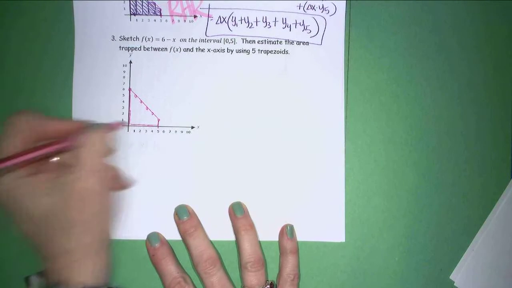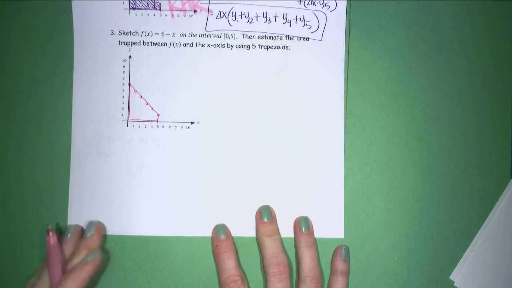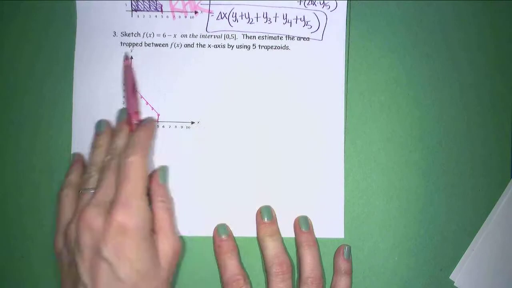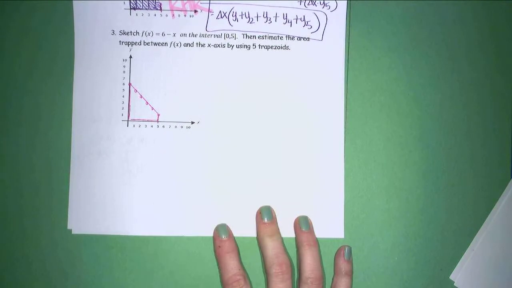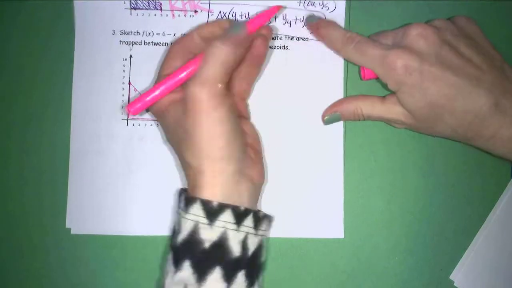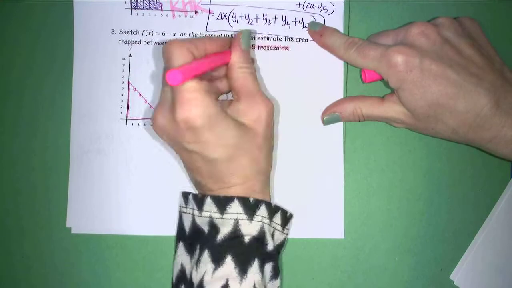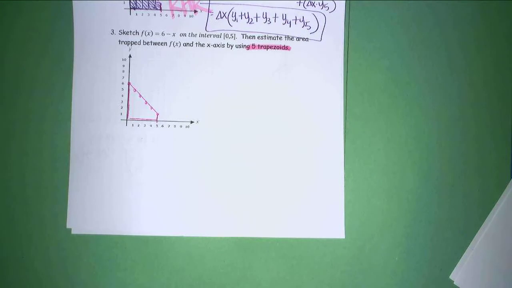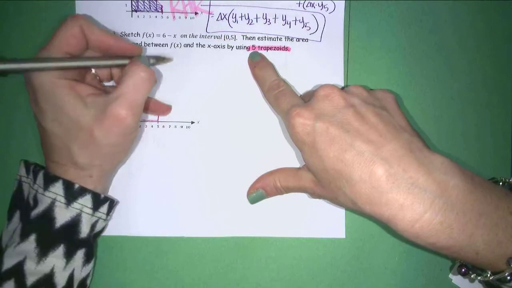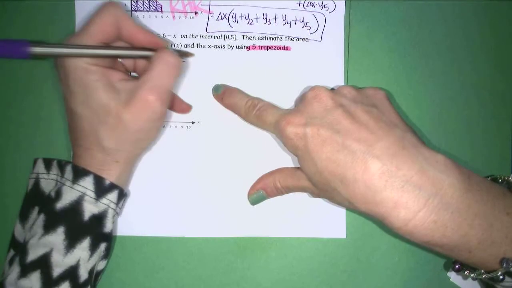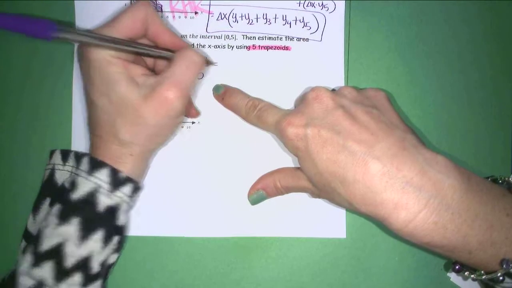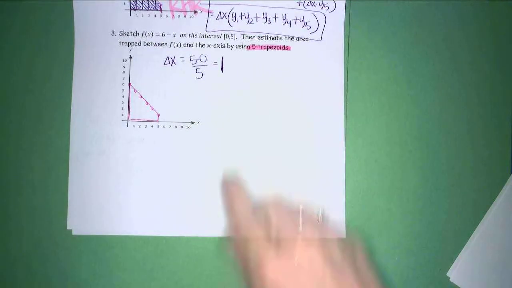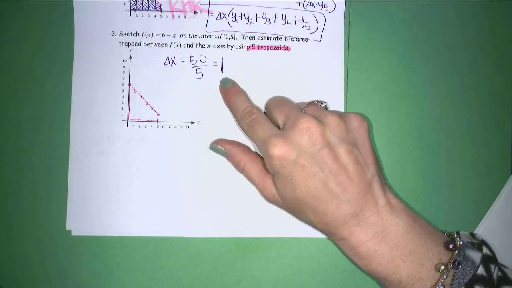Okay, but look what it tells us to do now. It says then estimate the area trapped by using 5 trapezoids. So we're not making rectangles, we're making 5 trapezoids. 5 being the key word, so my delta x is still 5 minus 0 over 5. So what's going to end up happening is my height of each trapezoid is going to be 1 unit. Let me show you what I mean.